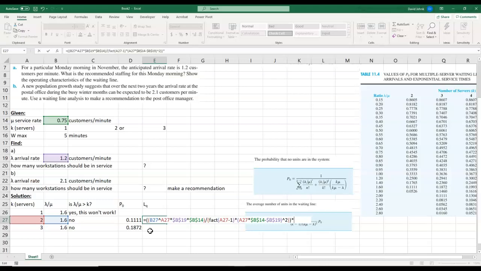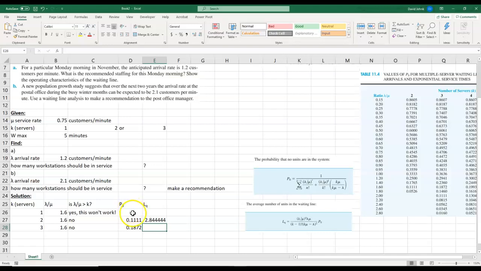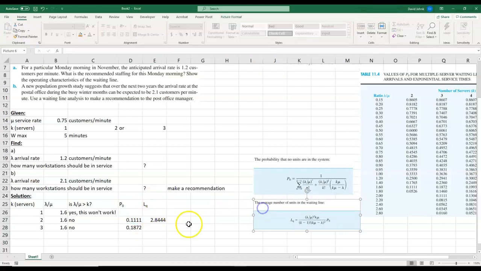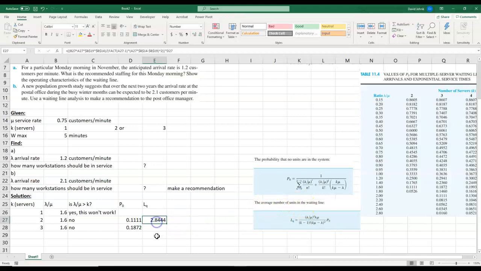And I want to take that times what I previously calculated right here, p sub 0. So you get 2.8444. Let's go ahead and take that to the same amount of places. So this is the average number of units, but this would be people. So the average number of people waiting in line would be 2.844. So if I copy this down, it would be 3.312. Okay, so I'm getting less people because I have another server, right? So they're going to be less annoyed.